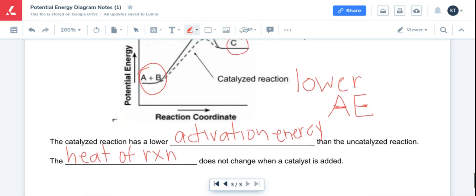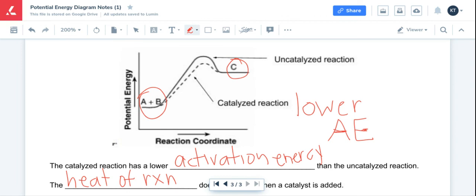And so, hopefully, by the end of this lesson, you are able to interpret a potential energy diagram, identify one as endothermic or exothermic, and be able to pick out or identify numerically the energy of the reactants, the energy of the products, the activation energy of both the forward and the reverse reaction, and the overall delta H or heat of reaction for a chemical reaction.